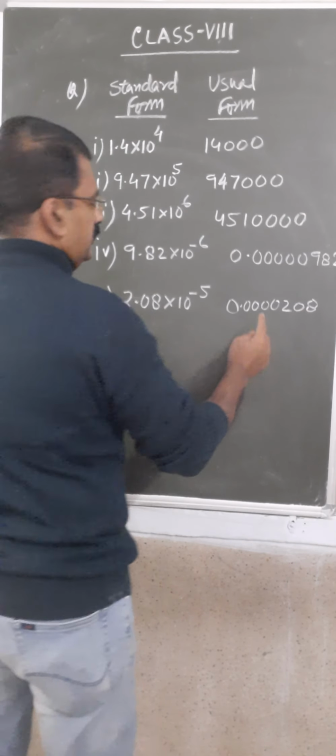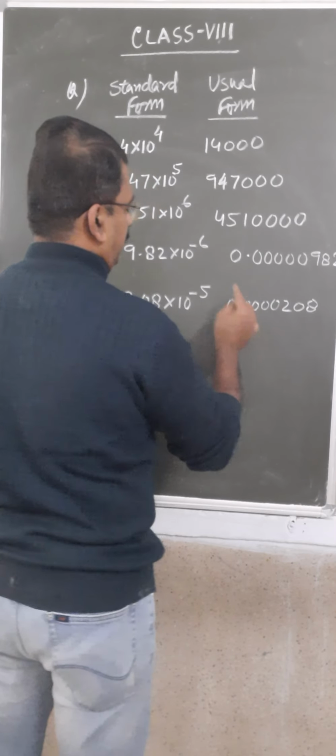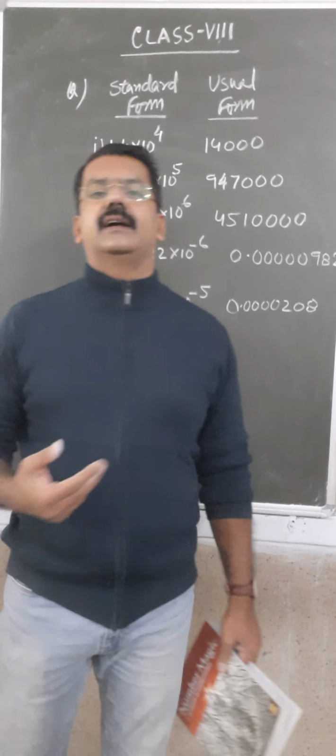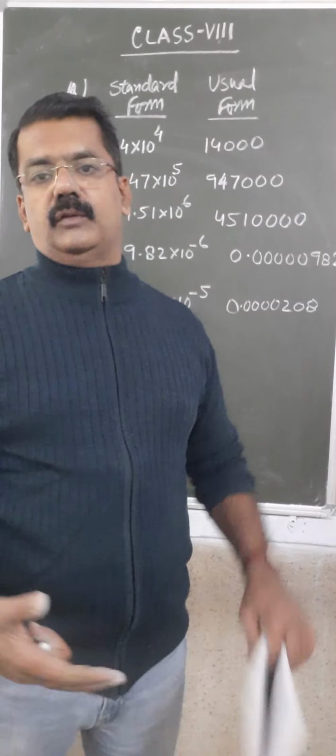Clear? So now see, initially the decimal was here 1, 2, 3, 4, 5. 5 places towards left. So this number is shifted. This number is represented in usual form.